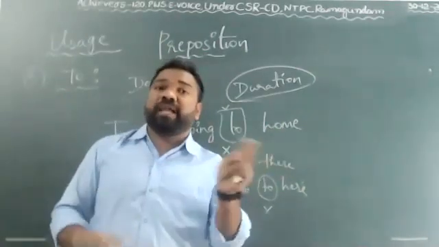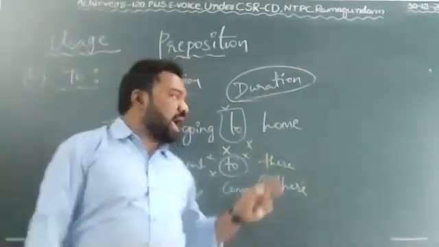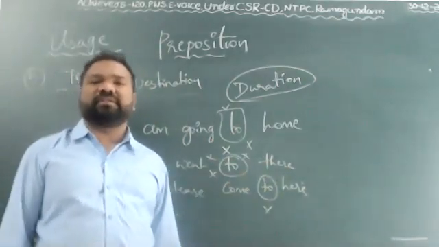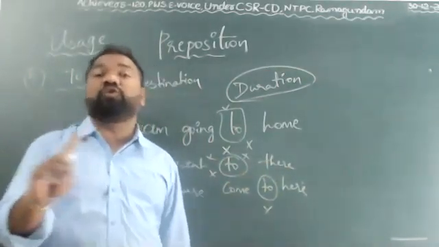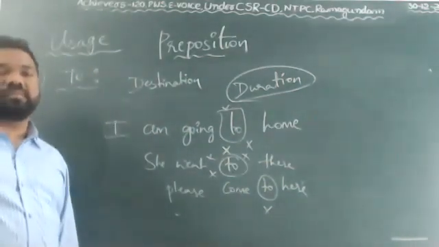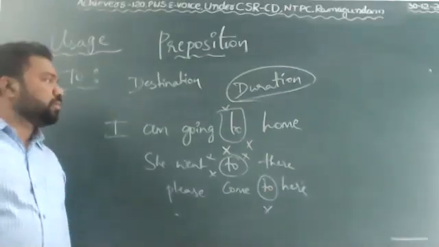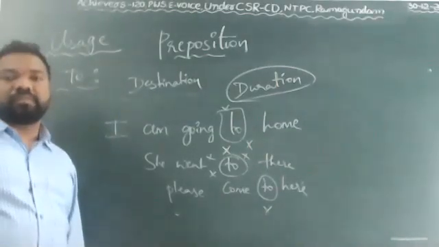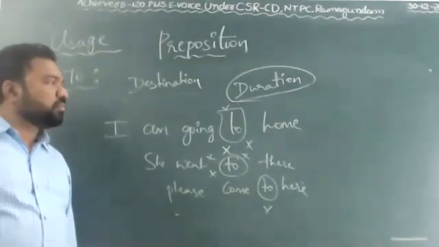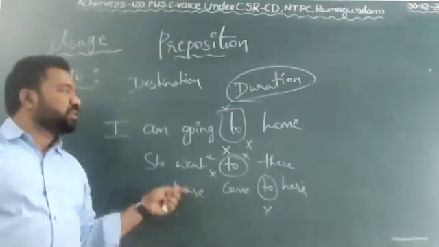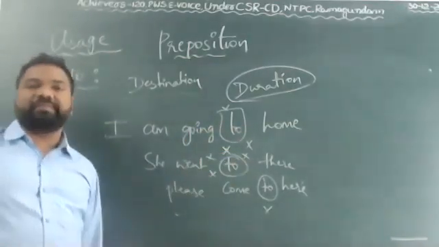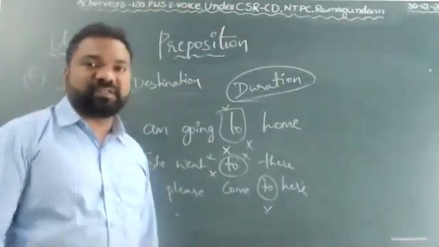I am going to there. I'm going to here. I'm going there. I'm going here. That's it. So there is no to. I hope you must have understood. There must not be to used before home, there, or here. Please note down, students.